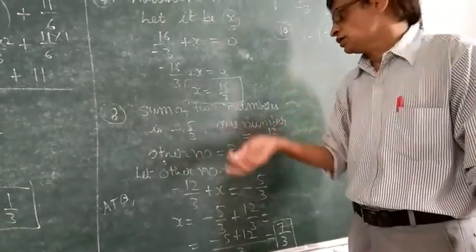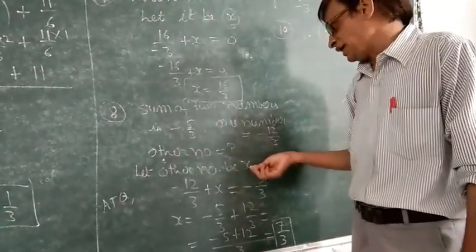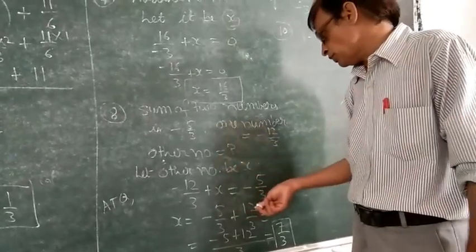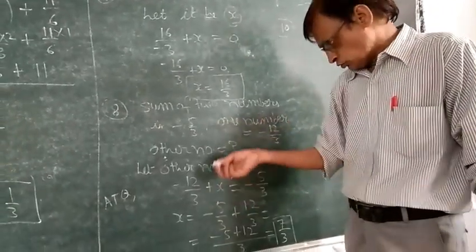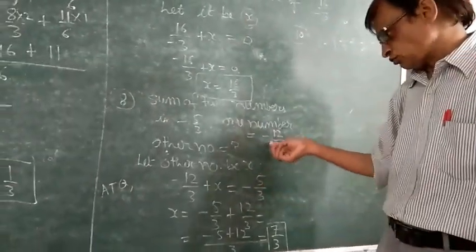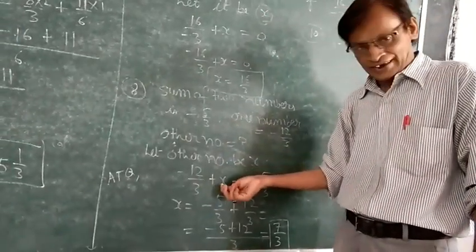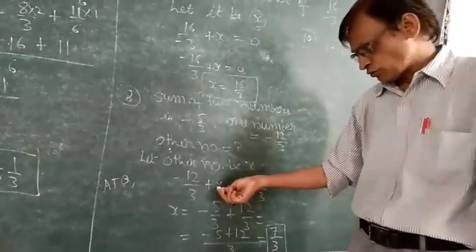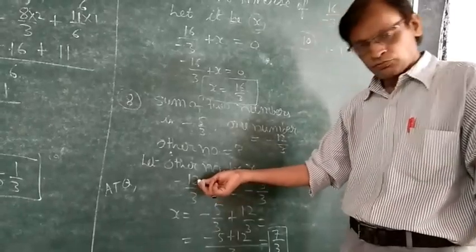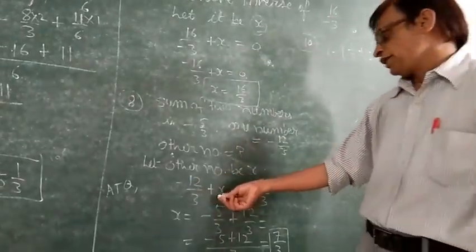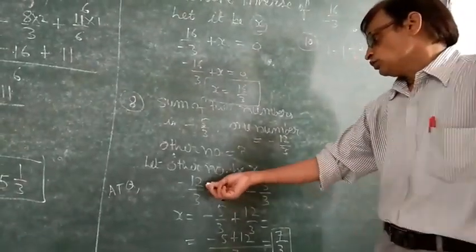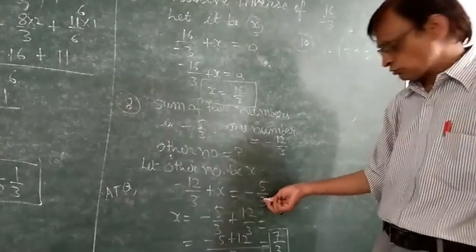We have to find the other number. So let the other number be x, and the sum of the two numbers is given as -5/3. So according to the question, -12/3 plus x. x is the second number, and the first number is the given -12/3. The x we have to find is the other number. So the sum of these two will be equal to -5/3.